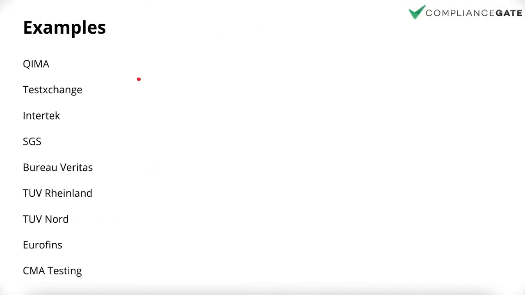So you may be familiar. These are some examples of, generally speaking, known to be trustworthy companies. Kima, Test Exchange, that's actually a booking platform, but they have a very large network of testing facilities that they work with. It's a German-based company. There's also Intertek, a British company, SGS, a Swiss company, Bureau Veritas, French, TUV Rhineland and Nord. It took me a long time before I understood they were separate companies. German, Eurofins, don't know, CMA Testing, that's here in Hong Kong, Chinese Manufacturer Association.